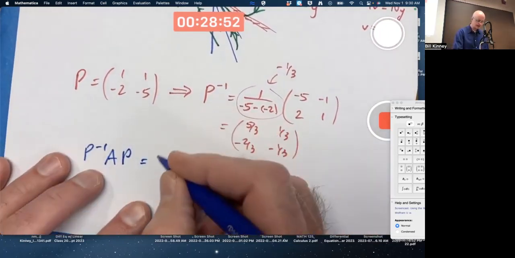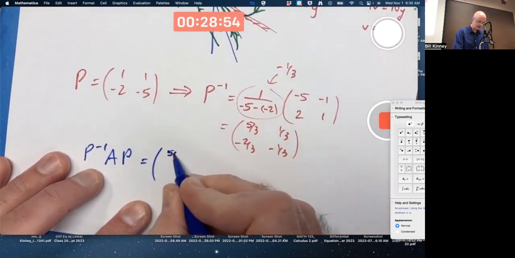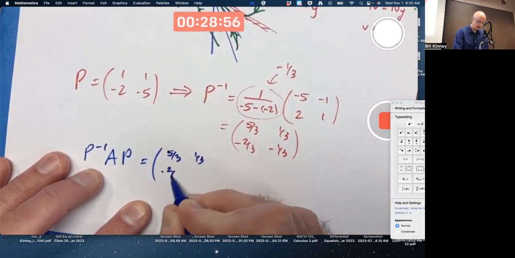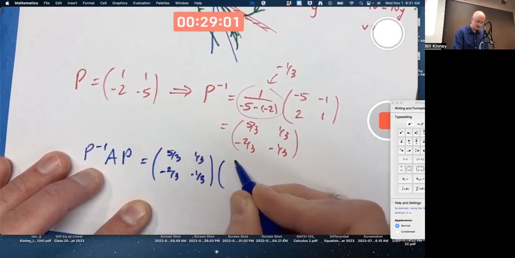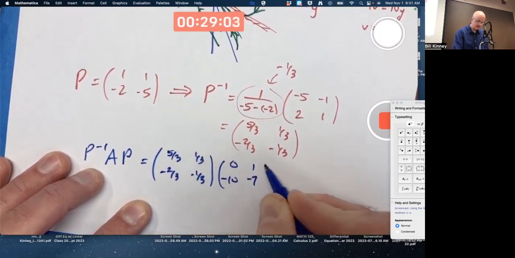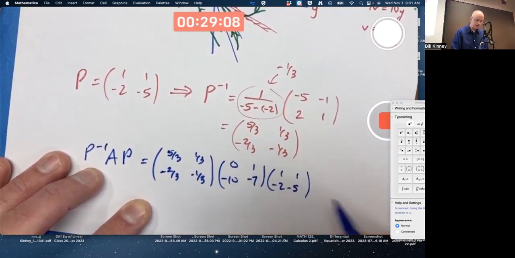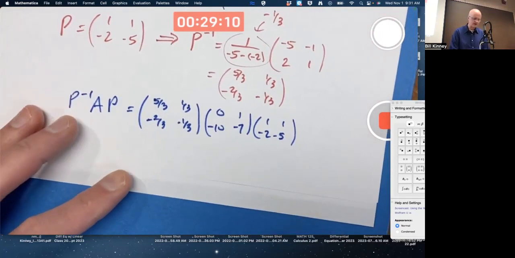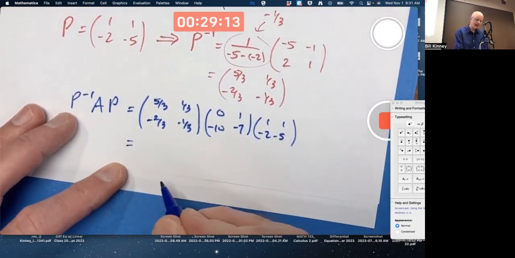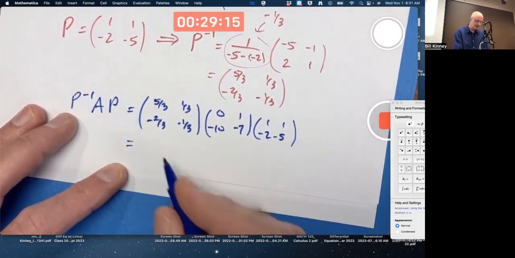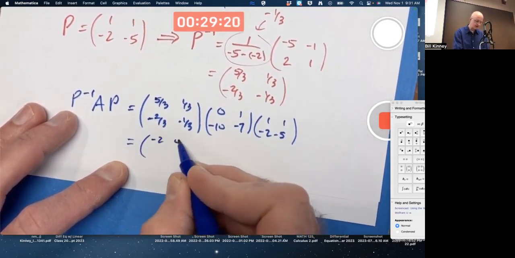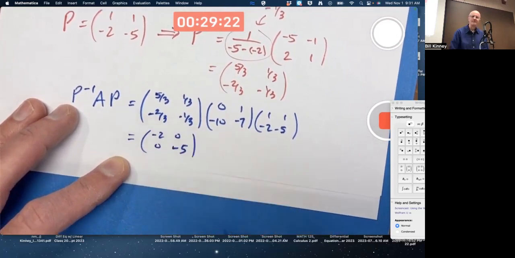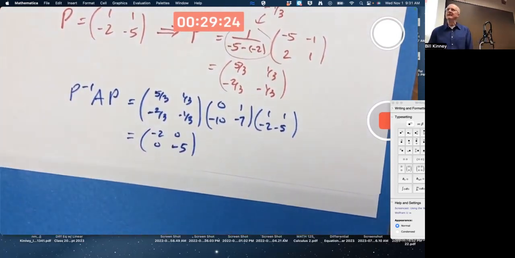P inverse, 5/3, 1/3, -2/3, -1/3, times A, 0, 1, -10, -7, times P. The claim is, if you do this, you'll get a diagonal matrix. I claim, without even doing the calculation, that I'm going to get a diagonal matrix, and I even know what diagonal matrix it's going to be. It's going to be -2, 0, 0, -5. A diagonal matrix with the eigenvalues on the main diagonal.